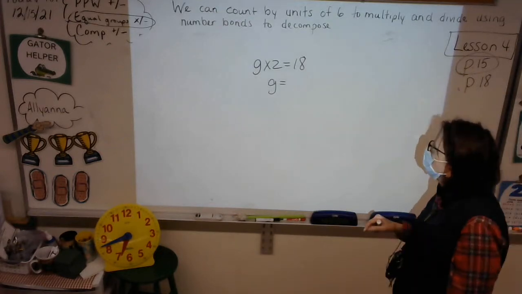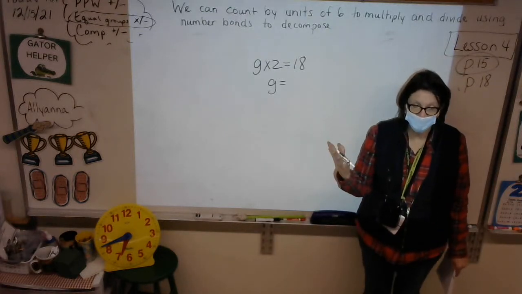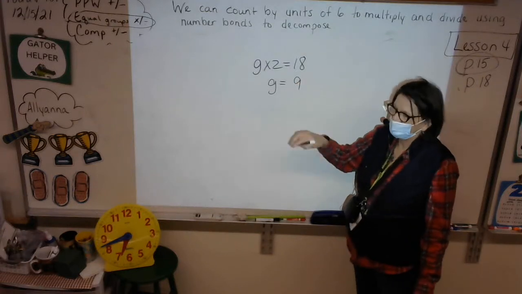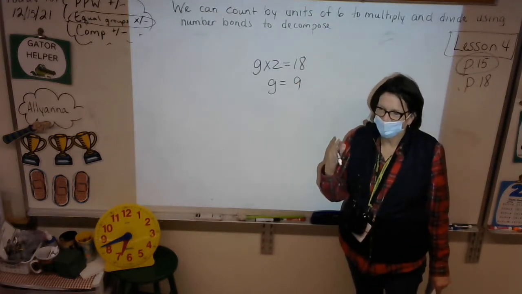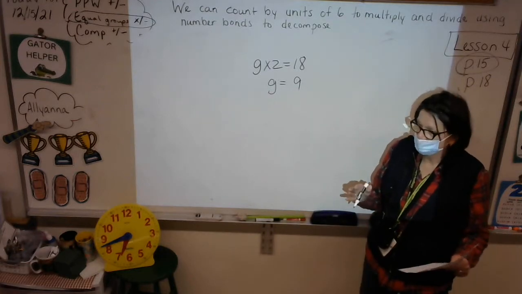Try again. So we have to think about what times 2 equals 18. I thought most of us knew our 2's. Good job. G equals 9. 9 plus 9 equals 18.